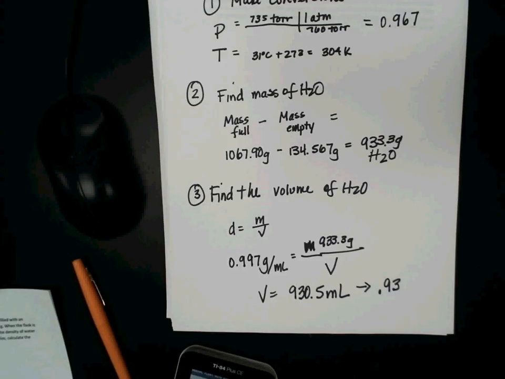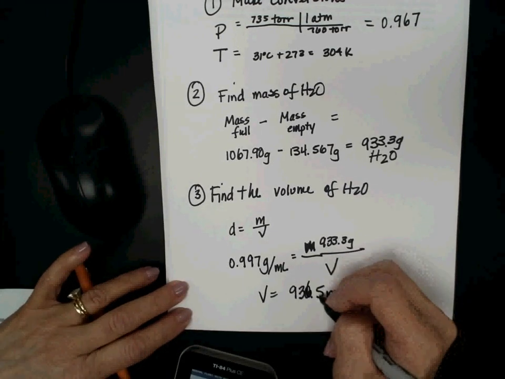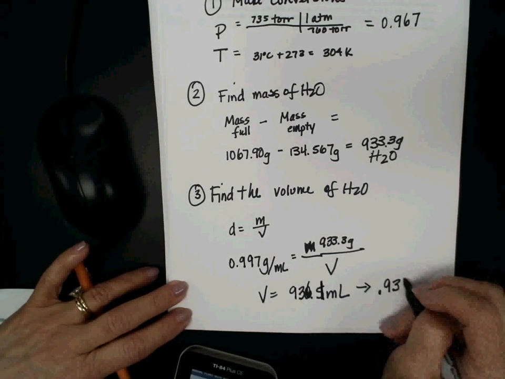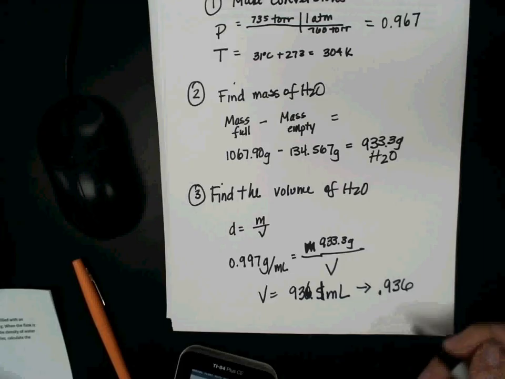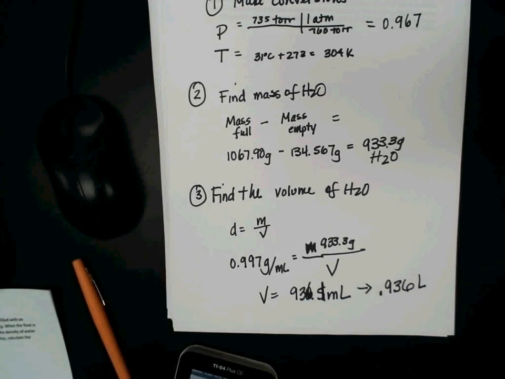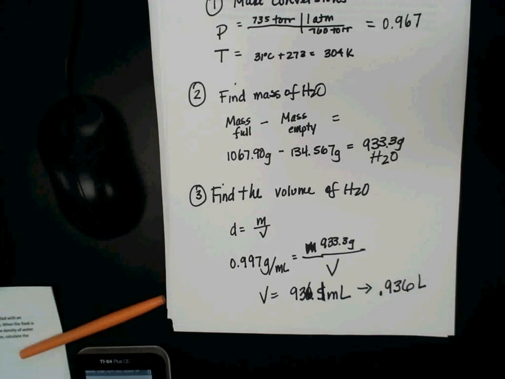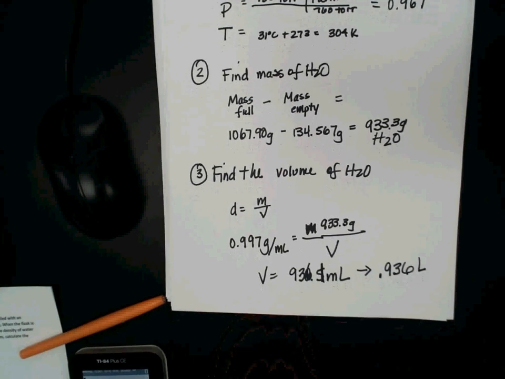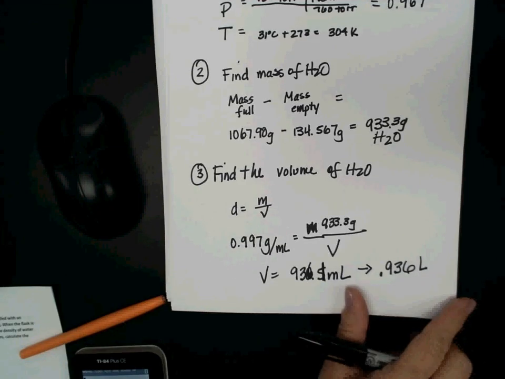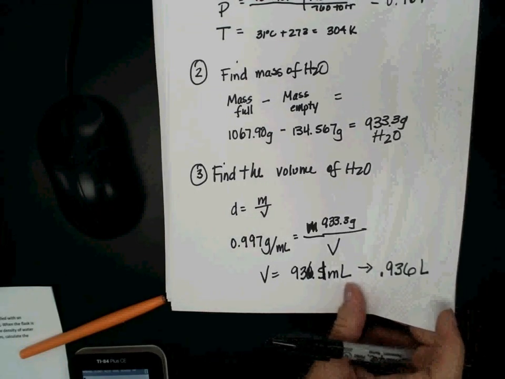933.3, I think I just did that wrong. Yeah, this should be 936.1. 0.936 is what I'm going to use, liters. I just typed in the wrong number. Type that in, make sure I did it right. Got it? Okay, so now I know everything I need to know about my water.